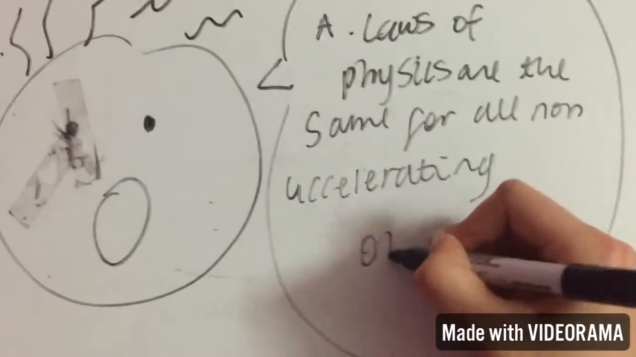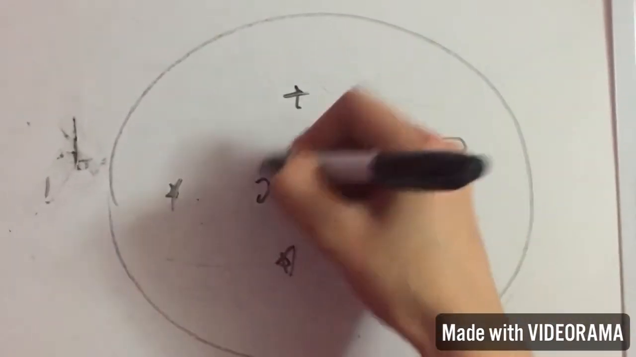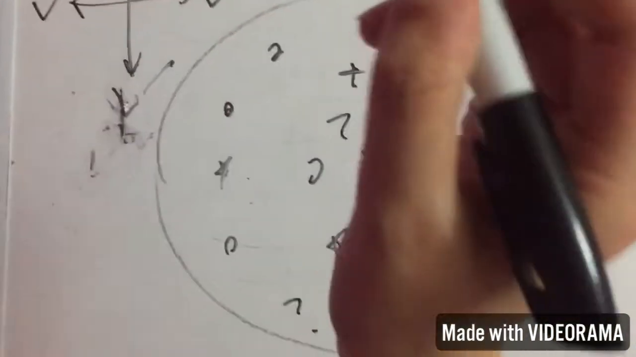In 1905, Einstein proved that the laws of physics are the same for all non-accelerating observers, or these laws are the same in all inertial frames of reference. Why? This is because there's no fixed frame of reference in the universe. Everything moves relative to everything else.